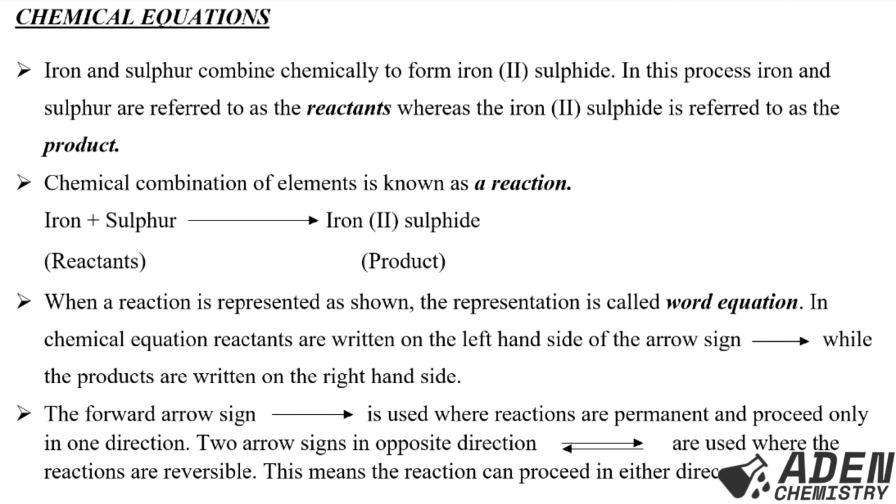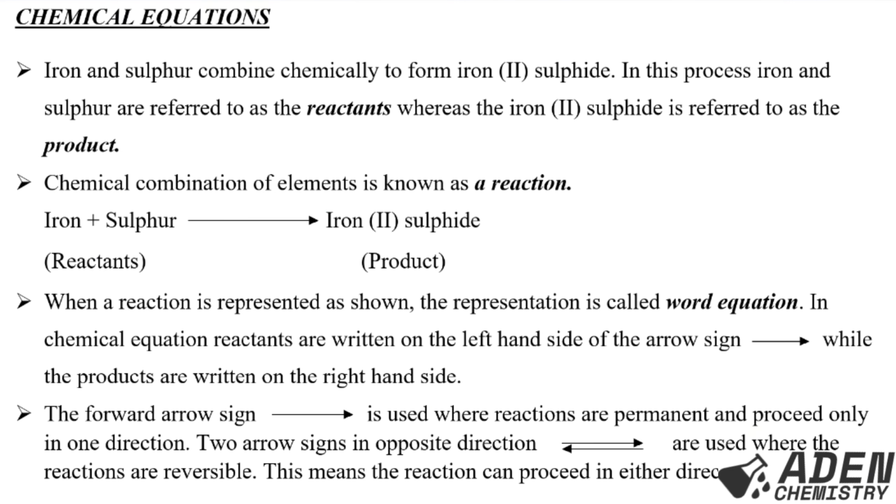But if both the reactants and products are represented using chemical formulas, that means we have what is called a chemical equation. In a chemical equation, reactants are written on the left hand side of the arrow sign, while the products are written on the right hand side. The way you can see, this is the reactant side and this is the arrow. Whatever comes before the arrow is known as the reactants, and whatever comes after the arrow is known as products.